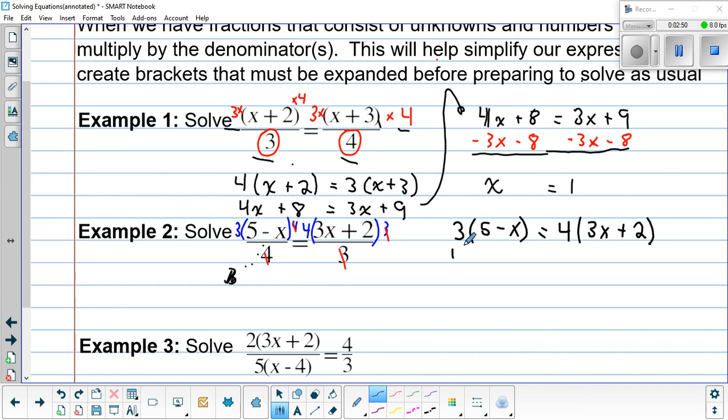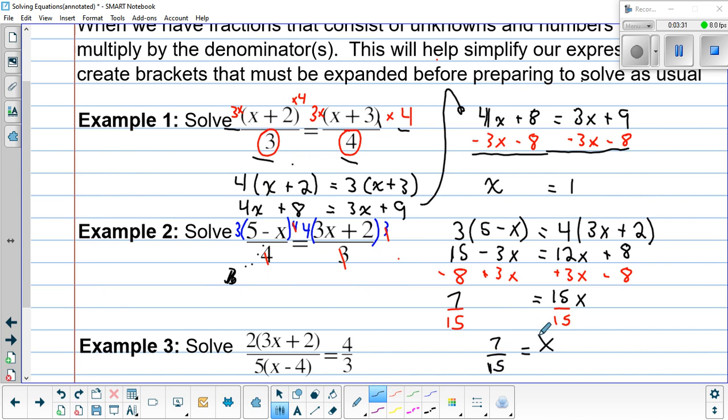So expanding this out, we get 15 minus 3x. That's going to be equal to 12x plus 8. So here, I'm going to add 3x to make them all positive onto the right side. That way I have to subtract this 8 from here, so I subtract it from here. And over here we'll be left with 7, and that's going to be equal to 15x. So last step, divide by 15. Divide by 15. And we'll just leave that as 7/15ths, is equal to x.